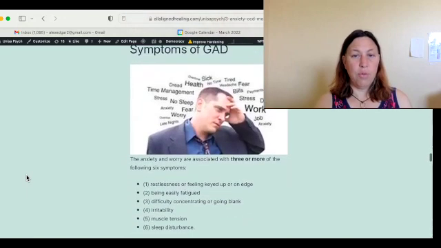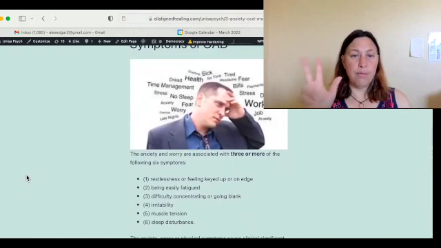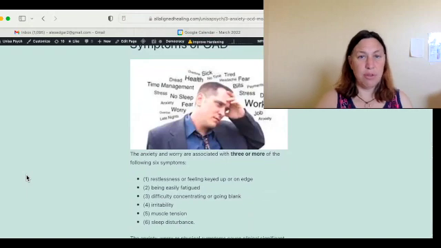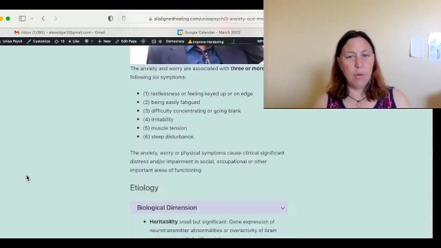Okay, it's also associated with 3 or more of the following 6 symptoms: restlessness or feeling keyed up or on edge, being easily fatigued, difficulty concentrating or going blank, irritability, muscle tension, sleep disturbance, causing clinically significant distress and or impairment in social, occupational, or other important areas of functioning.